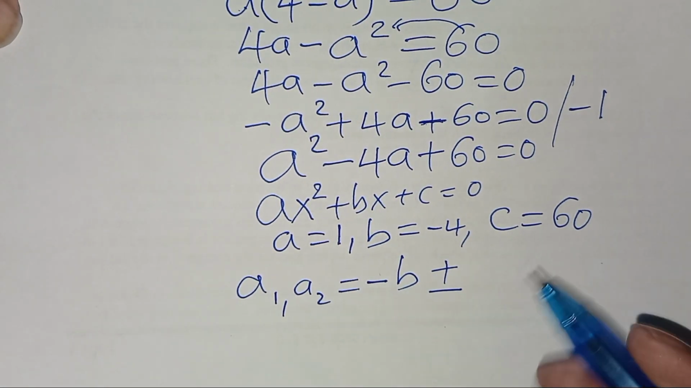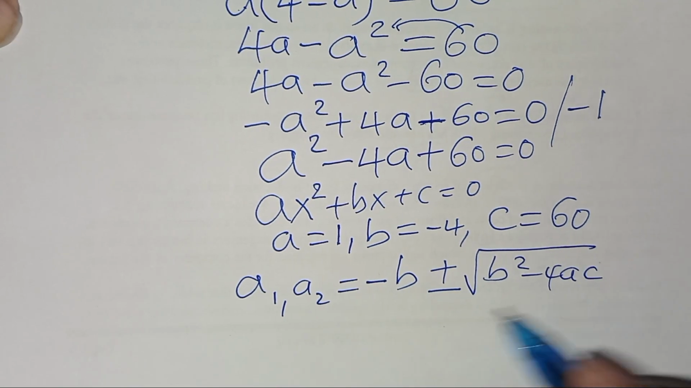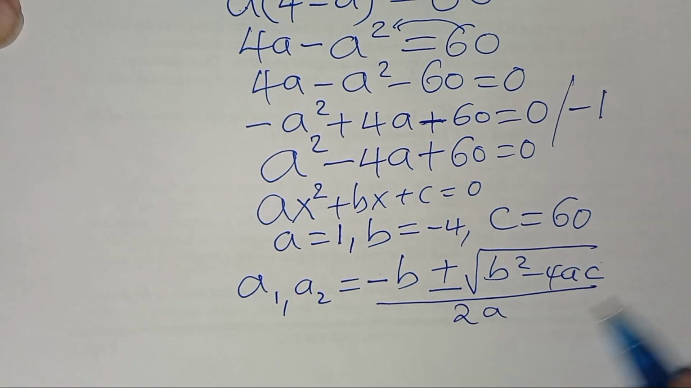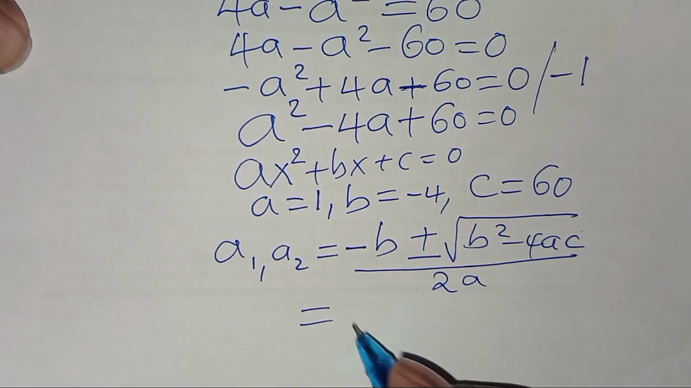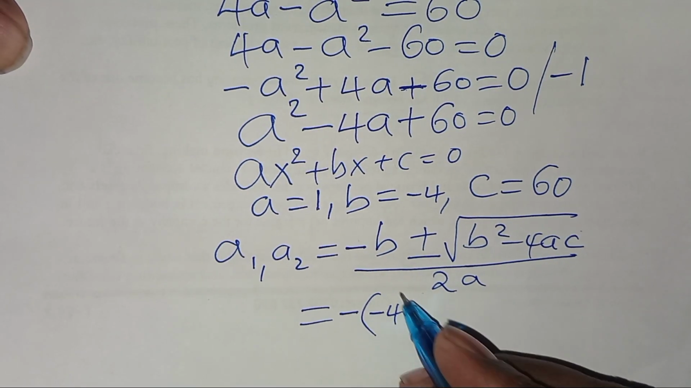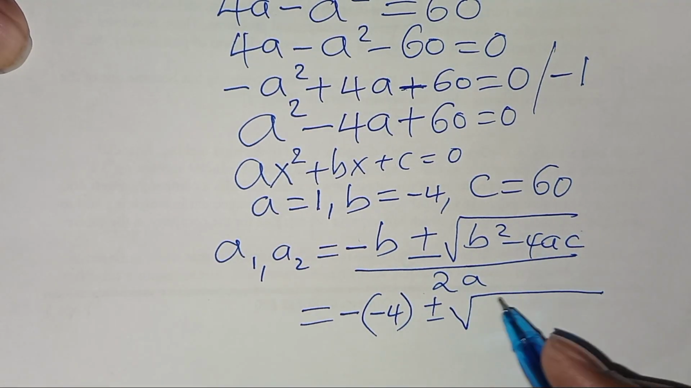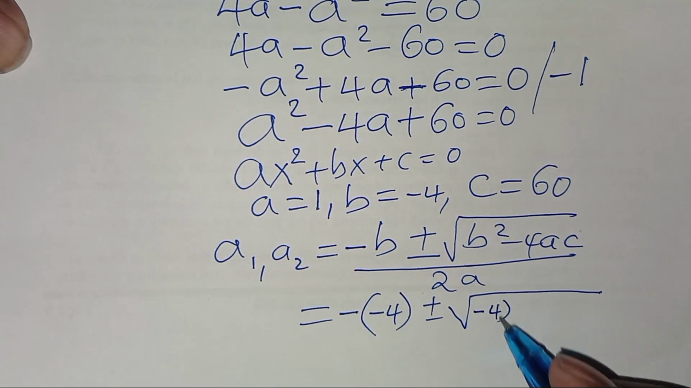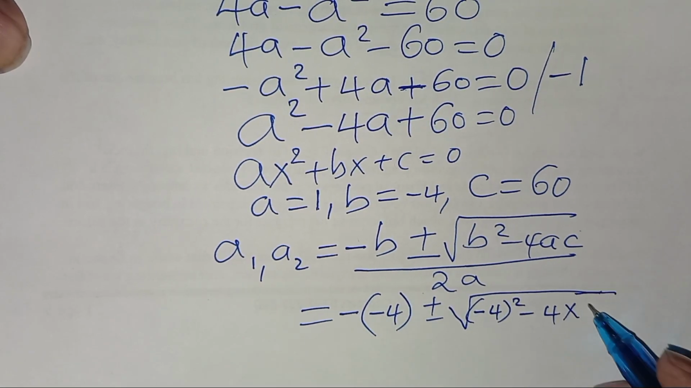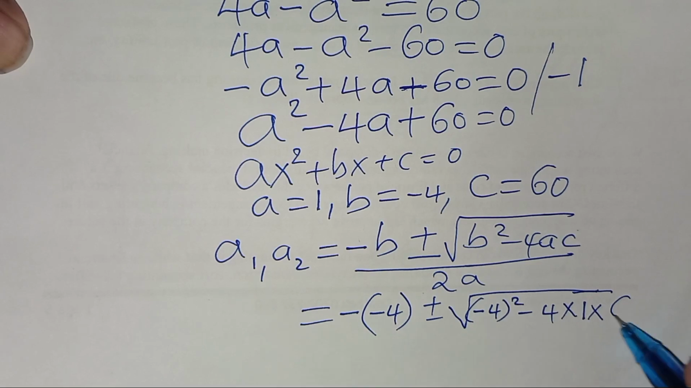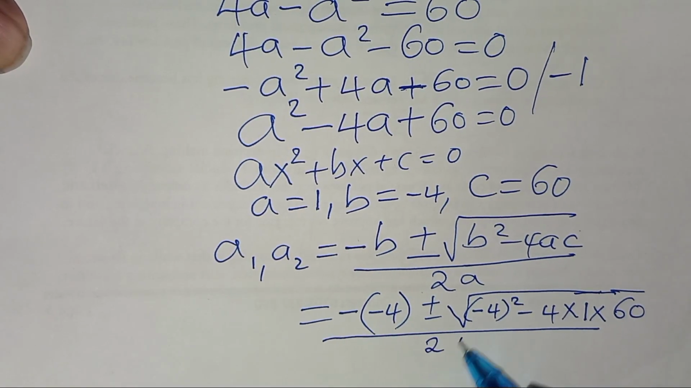All right. So from here, to determine the value of A, that is A1, A2, we introduce the quadratic formula, which is negative b plus or minus the square root of b squared subtract 4ac, divided by 2a. Substituting the values of a, b, and c, we'll have negative negative 4 plus or minus the square root of negative 4 squared, subtract 4 times 1 times 60, all divided by 2 times 1.